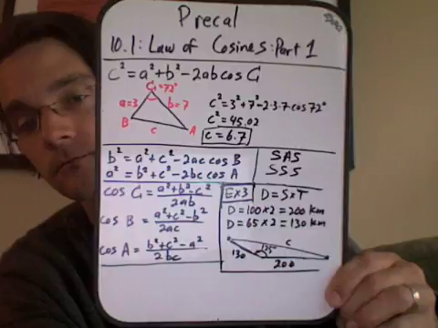Over here where it says SAS and SSS, what that means is side angle side and side side side. This is a good tool to use, the law of cosines, when you know two sides and the angle between them, or when you know three sides, to find out the rest of the stuff about the triangle. So let's see how we can use it in a situation where we know all three sides. In that situation, you're going to be using it to find an angle.